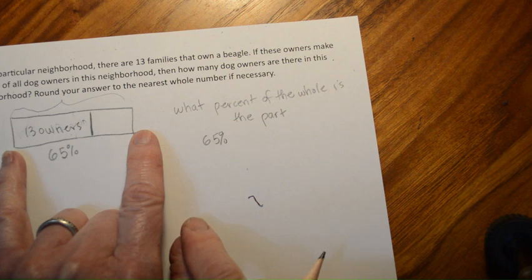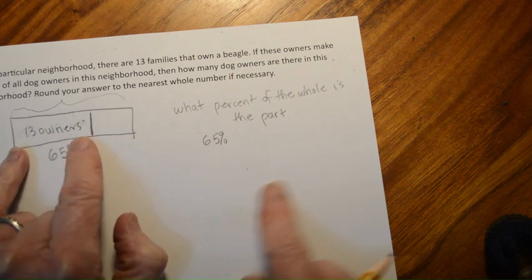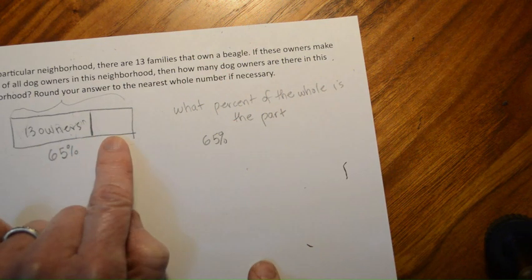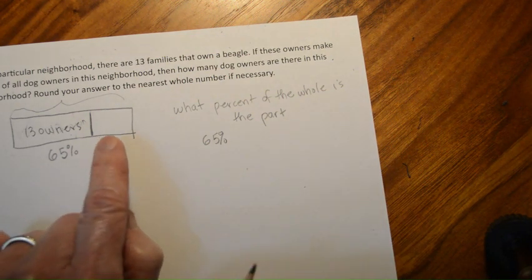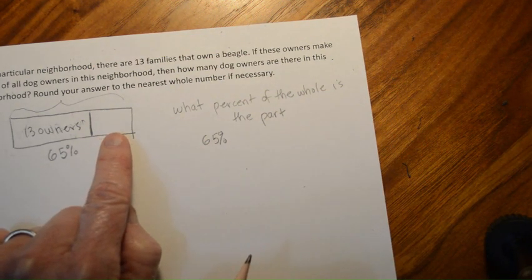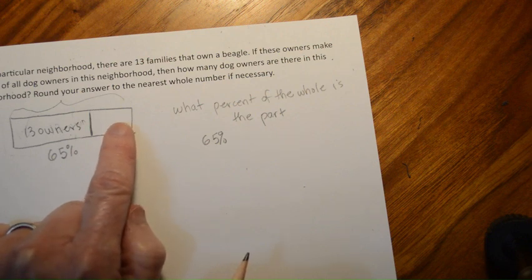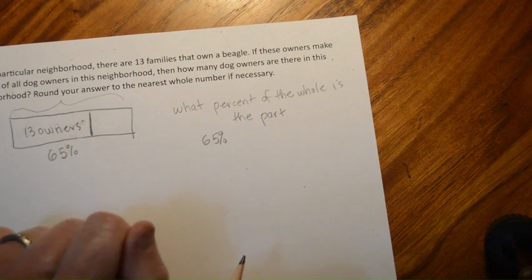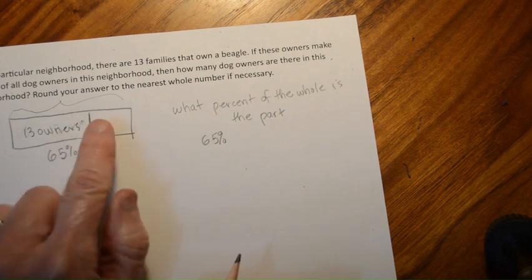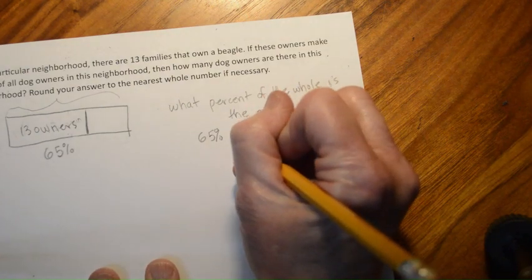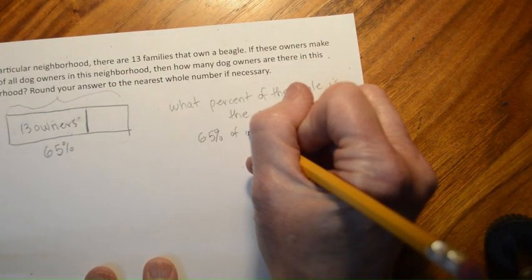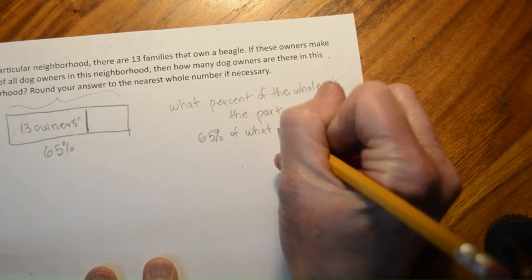Do I know the whole amount of dog owners in the neighborhood? Well, hopefully you're saying no, because you only know how many own beagles, and that's just part of them. Maybe these own a French bulldog, maybe they own a chocolate lab. So this would be other dog owners that are not the beagle owners. So we don't know the whole, we just know the part. So I don't know what that is.